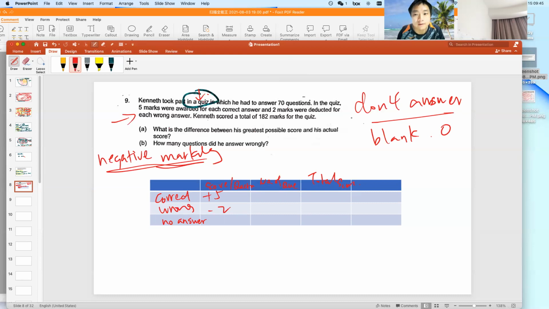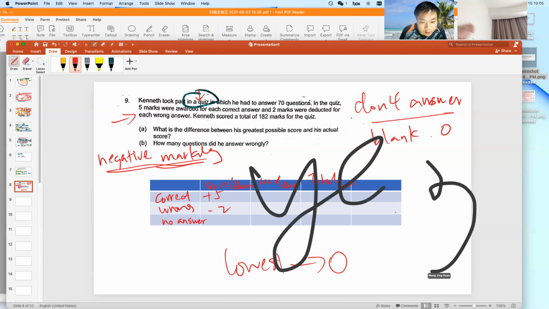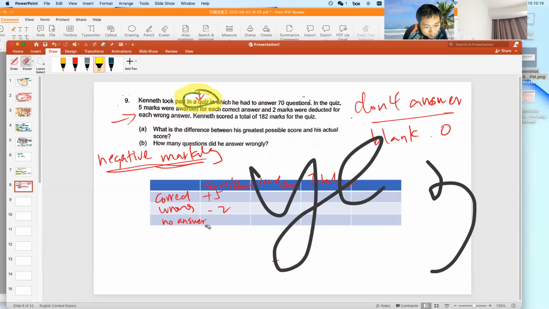You have not heard of it, right? Because I think in your life so far, every paper you have taken, the lowest mark is 0. Basically, the lowest mark you can get is 0. But for this type of quiz, you can get negative. So I just want to point this out to you. Therefore, with this understanding, no answer is never mentioned, so you don't need this row also.